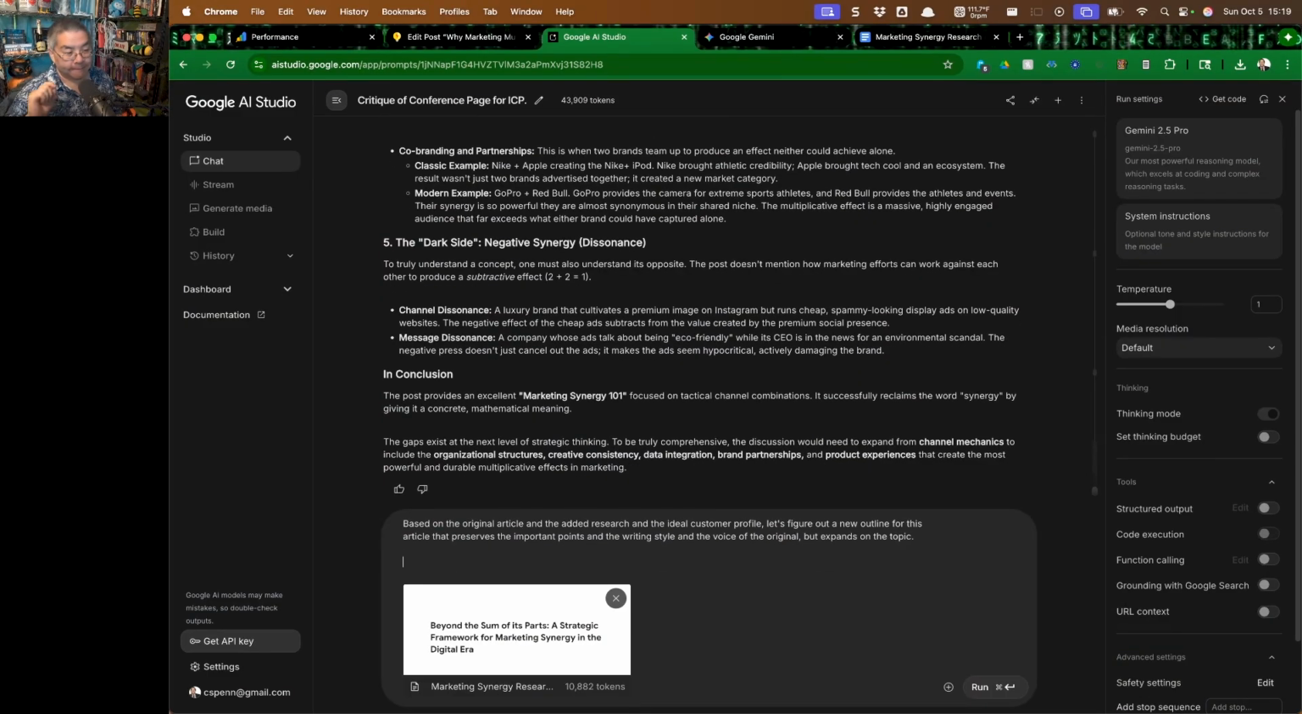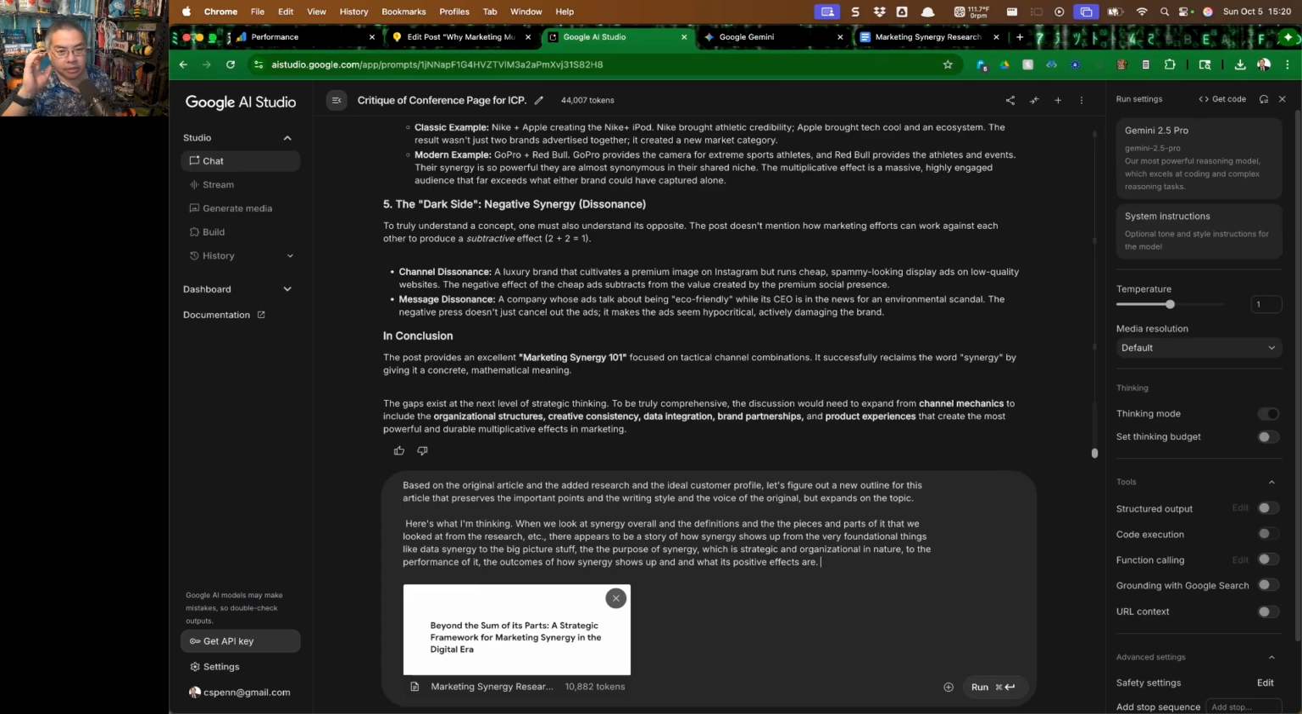Here's what I'm thinking. When we look at synergy overall and the definitions and the pieces and parts of it that we looked at from the research, there appears to be a story of how synergy shows up, from the very foundational things like data synergy to the big picture stuff, the purpose of synergy, which is strategic and organizational in nature, to the performance of it, the outcomes of how synergy shows up and what its positive effects are. This is something that is known as the 5P framework, created by Katie Robert at Trust Insights. And the 5P framework goes like this: purpose, people, process, platform, performance.